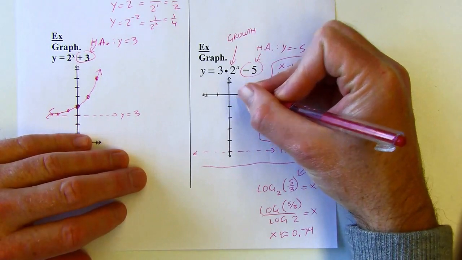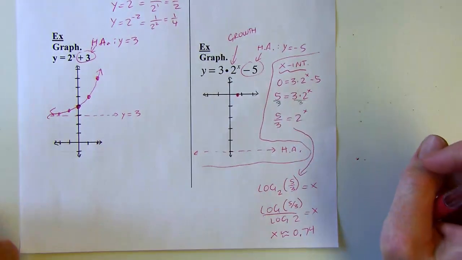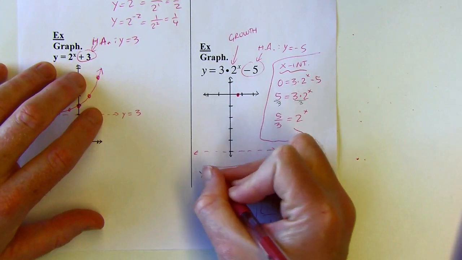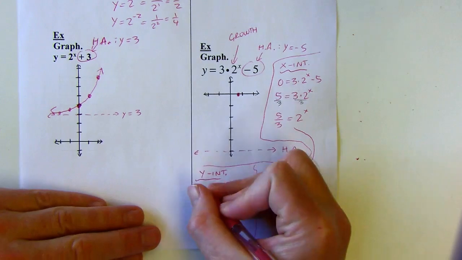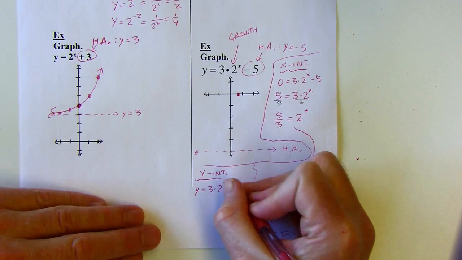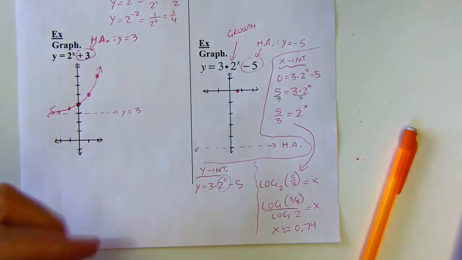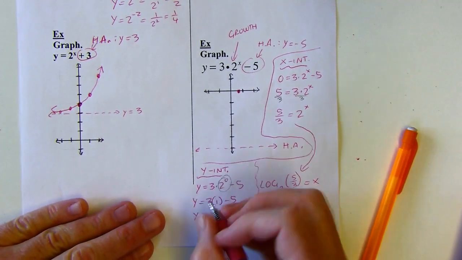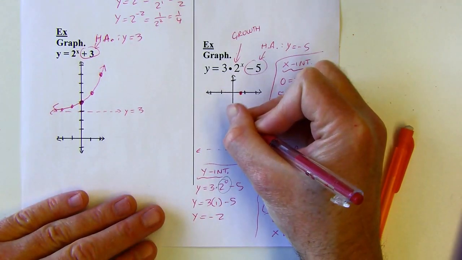I can't graph that super accurately, but I can eyeball it. 0.74 would be something like that, right? I'm going to do the same kind of thing with the y-intercept. The y-intercept is actually easier just because I won't have to use logs to solve this. So going back to the original equation, plugging in 0 for x, I know 2 to the 0th equals 1, right? So I've got 3 times 1 minus 5. Hey, 3 minus 5 is negative 2. Okay, so that means my y-intercept is there.